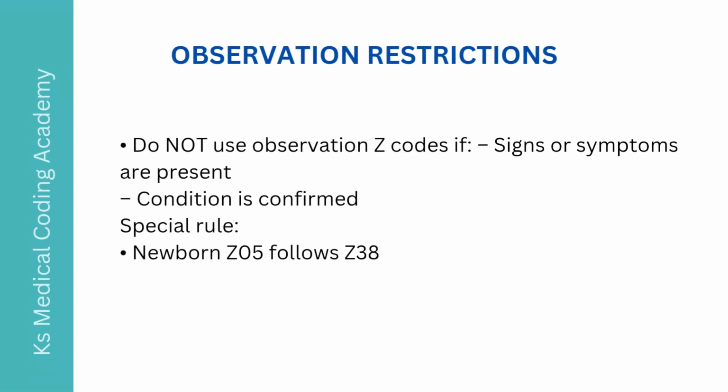Observation restrictions. Observation codes should not be assigned if symptoms are present or if the suspected condition is confirmed. For newborn encounters, a code from category Z05 is sequenced after Z38, which identifies live-born infants.